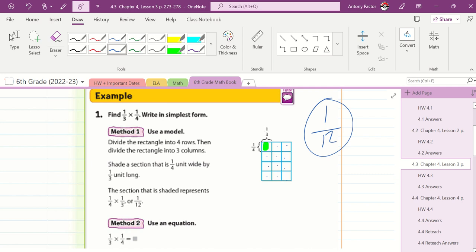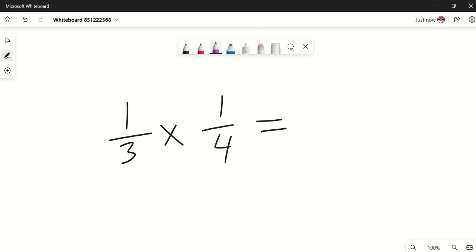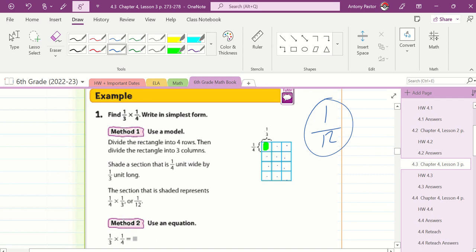You could do it the other way. 1/3 times 1/4, and this could be 1/4 times 1/3. Remember, because of the commutative property, the order doesn't matter. 1 times 1 will equal 1. 3 times 4 will equal 12. That is still the answer that I have up here.